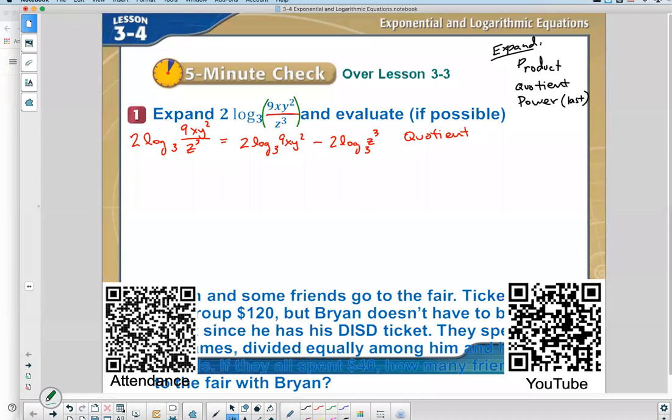We also talked about what's called the product property, and that's this. You see how these are multiplying right here? 9 multiplies times x, which multiplies times y squared. We learned that you could separate those using the product property. And so we could actually say this is 2 log base 3 of 9 plus 2 log base 3 of x plus 2 log base 3 of y squared minus the same portion we had earlier, minus 2 log base 3 of z cubed. Now that right there is called the product property.